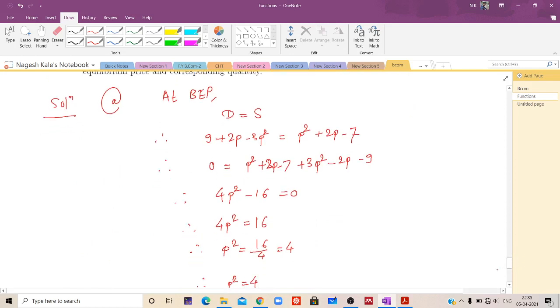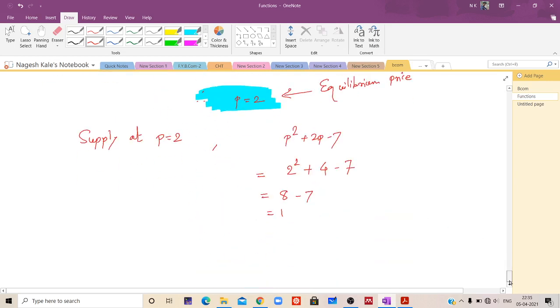So at p equal to 2, supply and demand are equal, so that's not going to cause any problem, and that's 1 unit. So what is the break even point? So break even point will be given like BEP. Break even point is, price will be written first because it is on the x-axis, so price will be written first, 2, and demand or supply, right, because both are equal, so that is 1. So this is your break even point, right?